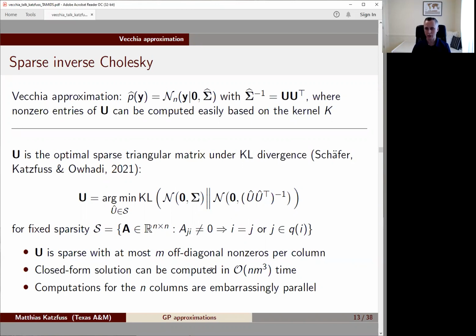On top of that, it turns out that when we're solving this problem, the computations for each of the n columns are embarrassingly parallel. The computations I do for the 10th column have nothing to do with the computations I do for the 11th column. So in some sense, the complexity is even lower if we have lots of computational cores where we can distribute our computational task. So it's a different way of looking at the Vecchia approximation, but also a very nice approximation interpretation from that perspective.